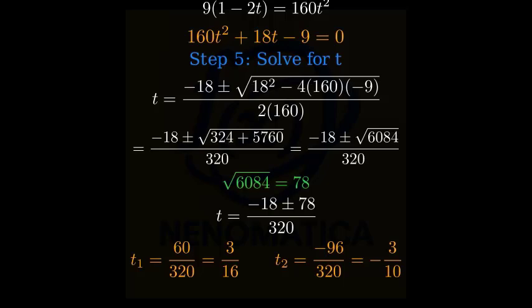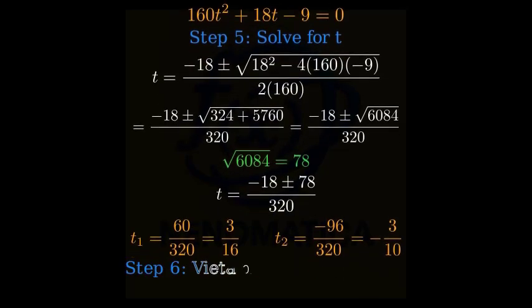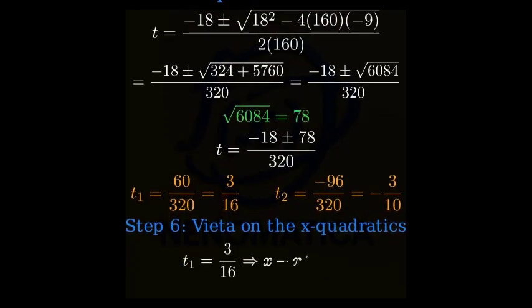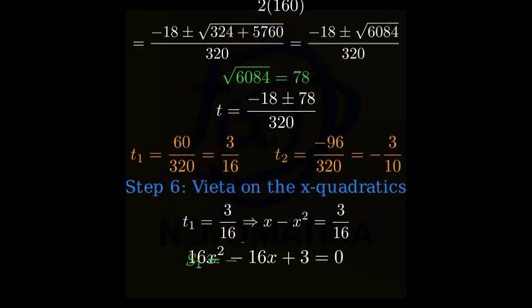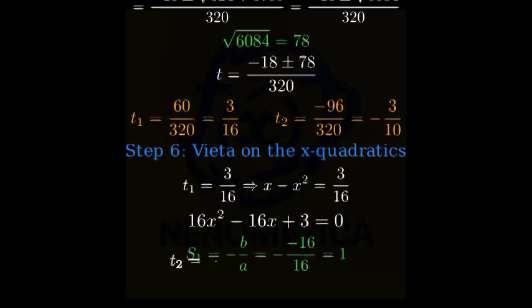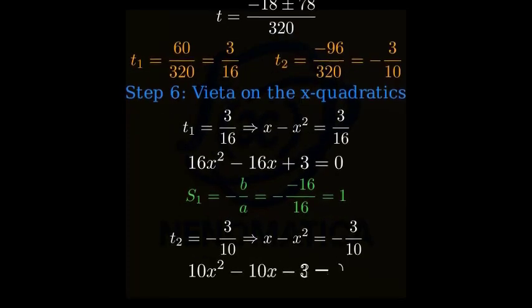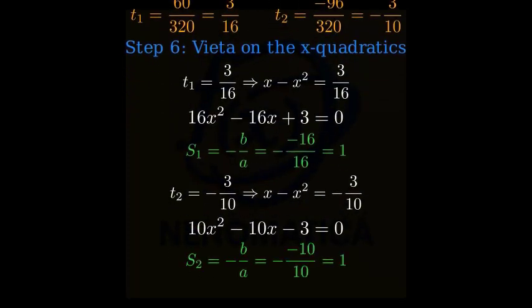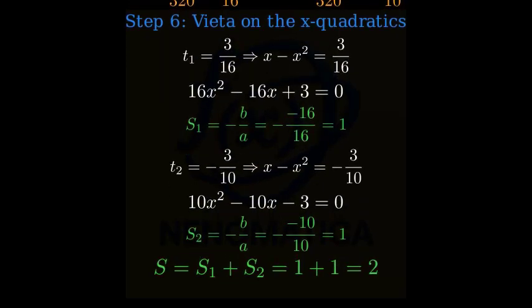Step 6. Get x from each value of t and find the sum of the roots via Vieta's formula. For t1 equals 3/16, x minus x squared equals 3/16, which gives 16x squared minus 16x plus 3 equals 0. So the sum of its roots is 1. For t2 equals negative 3/10, x minus x squared equals negative 3/10, which gives 10x squared minus 10x minus 3 equals 0. So the sum of its roots is also 1. Therefore, the total sum of all roots is 1 plus 1, which equals 2.